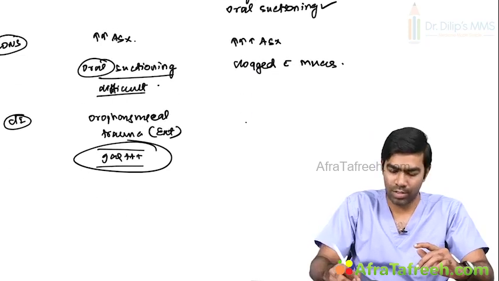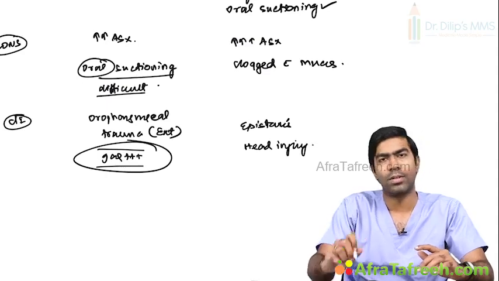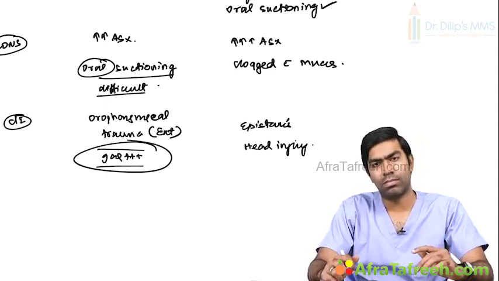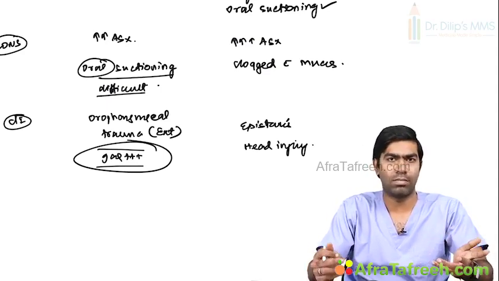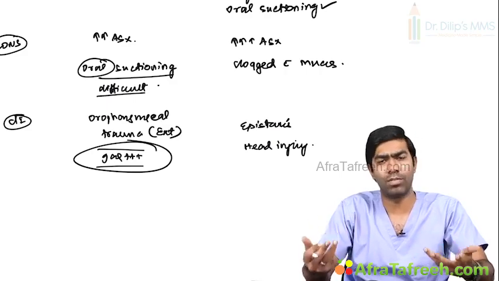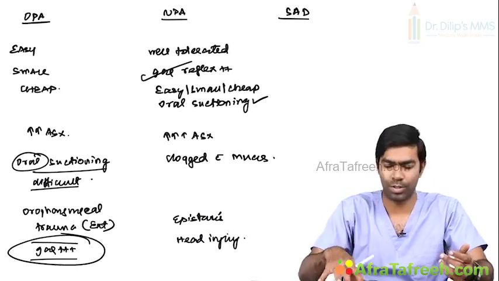Again, there are only two contraindications. If the patient is having significant epistaxis, you cannot do this. At the same time, in a patient who has a suspected head injury, you cannot use this nasopharyngeal airway because it may potentially hide your view from seeing a CSF leak or a blood leak from the nose. So you cannot do it in head injury.